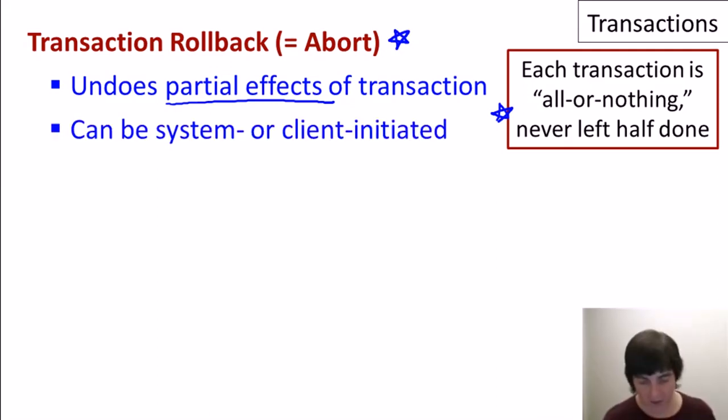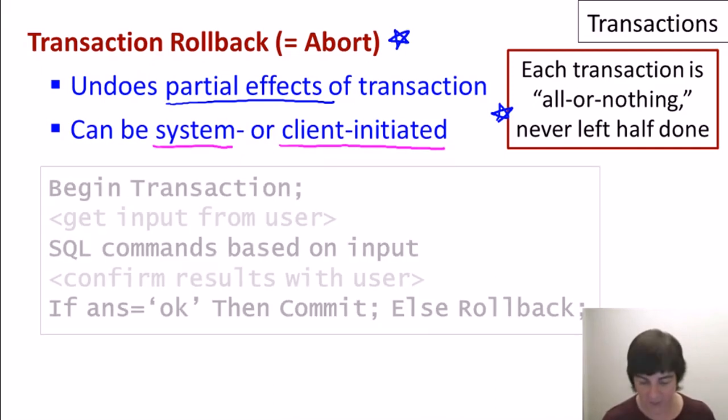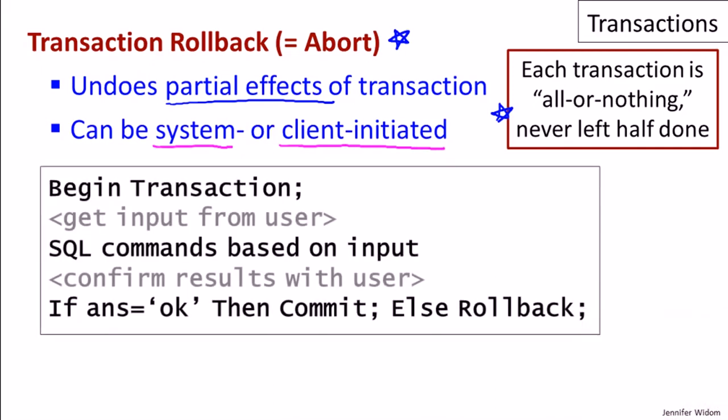Specifically, a transaction rollback can be initiated by the system in the case of an error or a crash recovery, but it can also be client initiated. Let me give a little example where a client might write code that takes advantage of the operation. So here's some toy application code. In this code, the client begins a transaction. It asks the database user for some input.